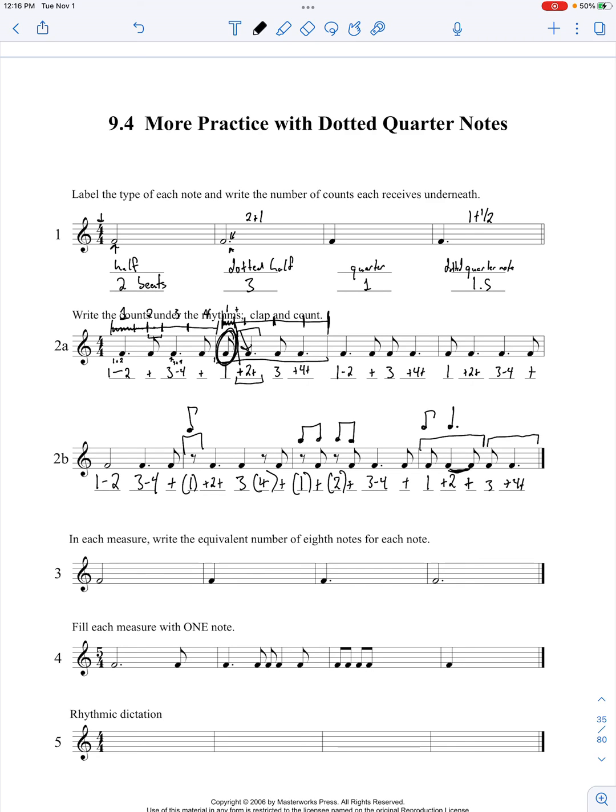So you can work on the last 2 on your own, but we'll take a look at those tomorrow in class, and then we will do a rhythmic dictation as well, where I'll perform a rhythm for you, and you will write it down. If you have any questions, bring them to class tomorrow.